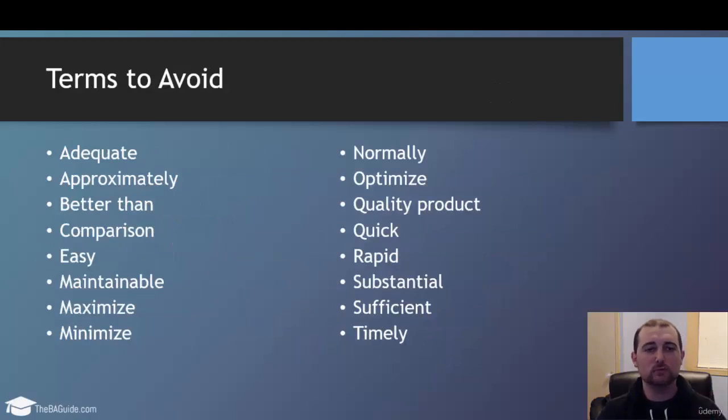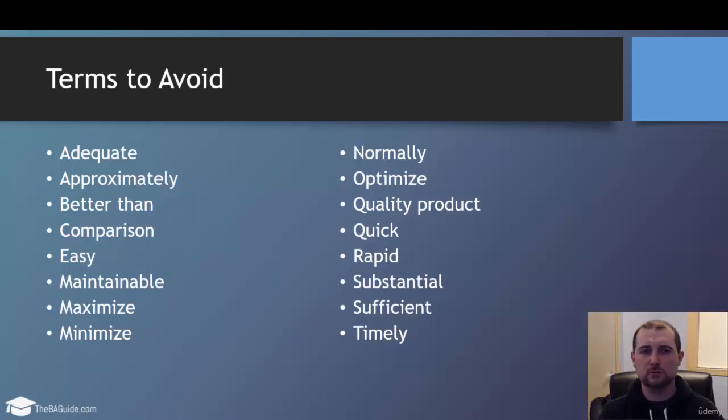Finally, we want to talk about some of the terms to avoid. These are terms that a lot of people use in their requirements, and they really need to be replaced with a different word because they're confusing or they don't provide any detail. Adequate. What is adequate? You should be defining that with a number or some type of measurable thing. Adequate isn't something that can be measured.